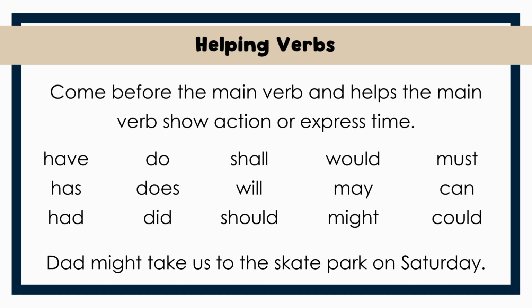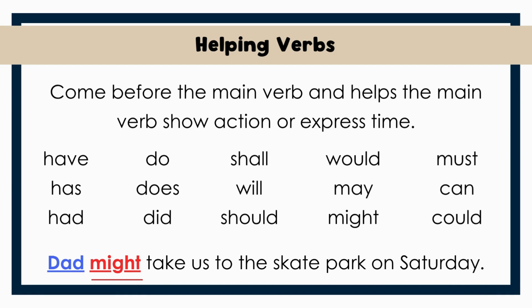An example sentence with a helping verb is, Dad might take us to the skate park on Saturday. Our subject is dad, and our helping verb is might. Might helps the main verb take show action and connects dad to the predicate, take us to the skate park on Saturday.